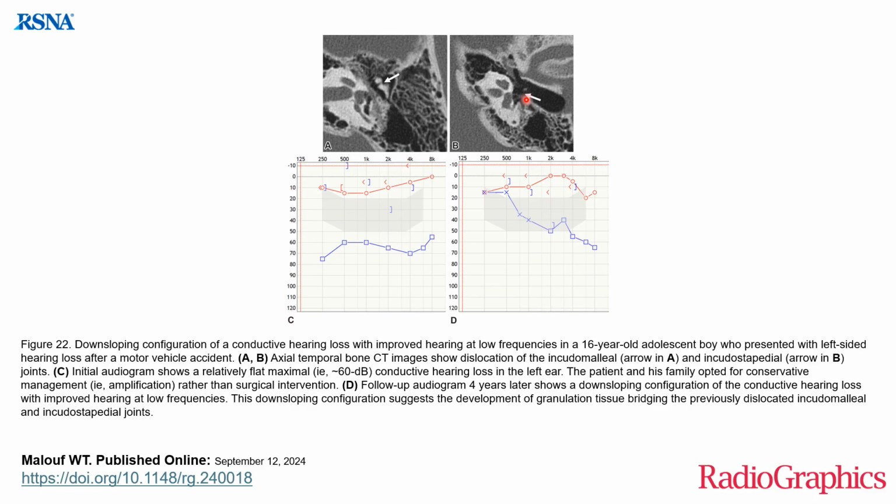Now this patient opted for conservative management and denied the surgical option of prosthesis, and on a 4-year follow-up evaluation we have an audiogram, and this audiogram demonstrates a downsloping configuration of the conductive hearing loss, which is suggestive of interval development of granulation tissue, which is now bridging those gaps at the incudomalleal and the incudostapedial joints.